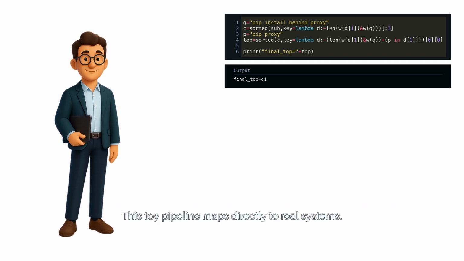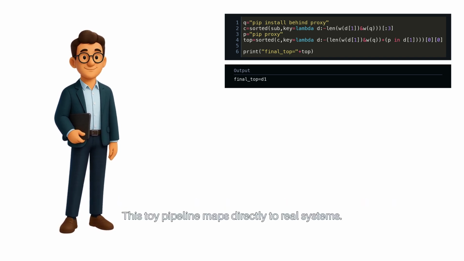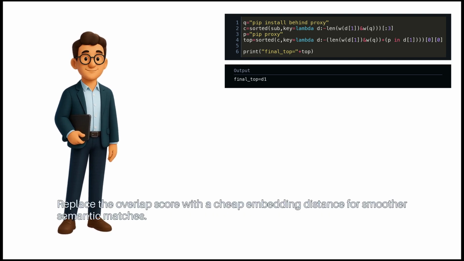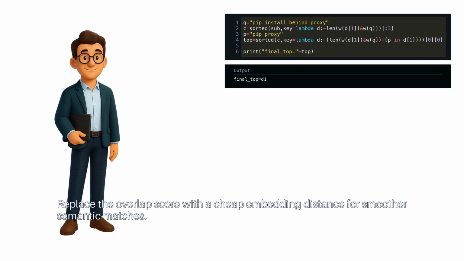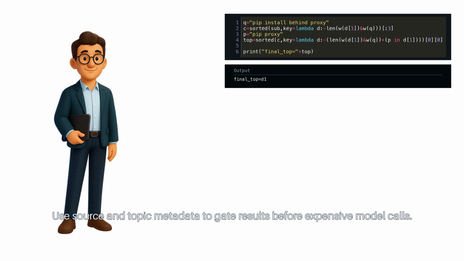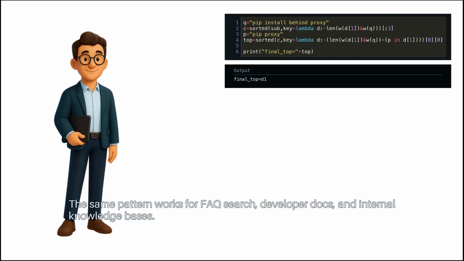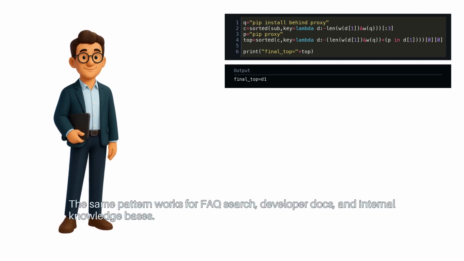This toy pipeline maps directly to real systems. Replace the overlap score with a cheap embedding distance for smoother semantic matches. Use source and topic metadata to gate results before expensive model calls. The same pattern works for FAQ search, developer docs, and internal knowledge bases.